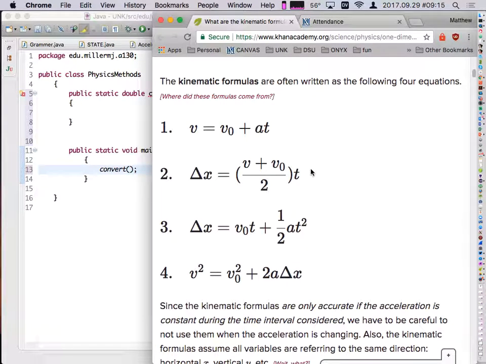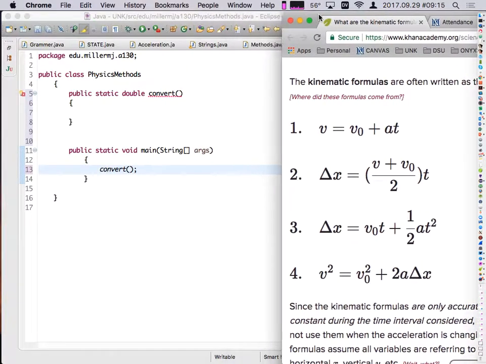So I pulled up a bunch of physics formulas. These are for the physics of kinematics, motion, acceleration, things like that. So we are going to give it a bunch of arguments. It's pretty easy to see that they've given us all of the variables that we need to put inside of our method. And then the result is going to be the thing that's on the left-hand side there. So let's start with V. That one shouldn't be too hard. If I can make this all fit on one screen.